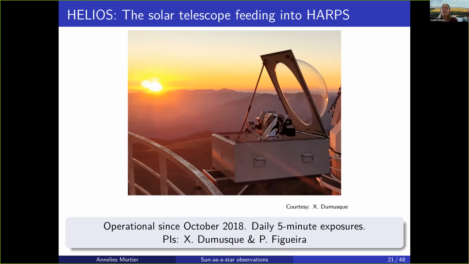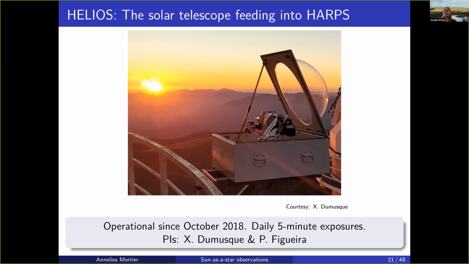Okie dokie. So we were doing so well that Xavier just decided, why stop at one solar telescope when we can have two? And so they built also a solar telescope that feeds into HARPS, which is in the southern hemisphere in Chile. And you can see it over there. It also has its own little platform and little dome, and it also happily observes the sun for us since October 2018. I thought I had adapted the fact that it is not 5-minute exposures, but clearly I have not. So they take very short exposures, so they do resolve the solar oscillations.